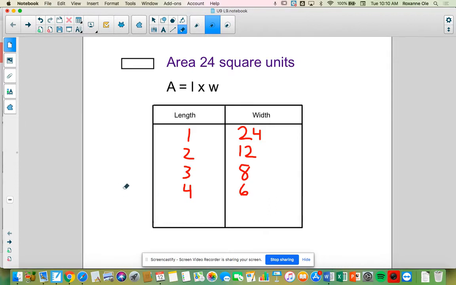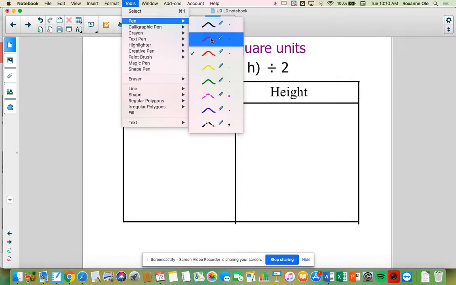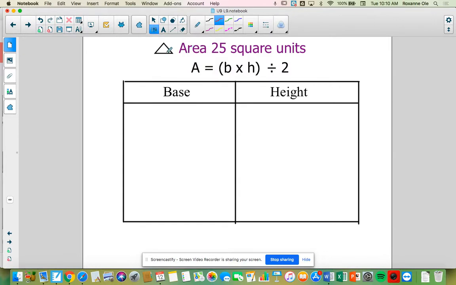Now, what if you were asked to draw a triangle? Well, the formula for a triangle is different, so we have to think carefully before we do it. If you were asked to make a triangle with an area of 25 square units, first thing you always do is write down the formula. The area of a triangle is the base times the height divided by 2. This tells us that the base and the height need to equal something that when it gets divided by 2, it will be 25 square units.